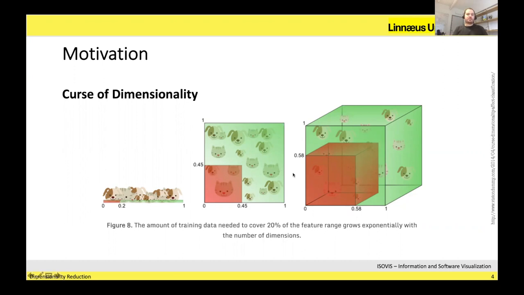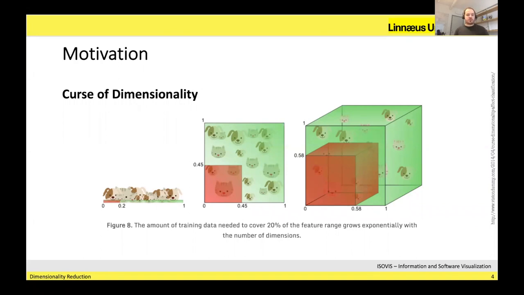Now, suppose you have two features. So suppose that you measured length, as we said, and then you also measured the weight of the animals, right? So you have length and weight for a bunch of cats and dogs. Now, of course, we're all talking theoretically here, right?